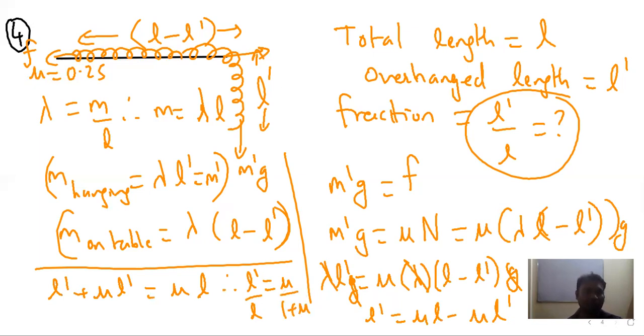So our answer to this question is L dash upon L is mu upon 1 plus mu. The value of mu is 0.25. So 0.25 upon 1.25, how much does it come out to be? It comes out to be 20%. So 0.25 upon 1.25 is 1 by 5 into 100. 1 by 5 is 0.2, and 0.2 into 100 is 20%. So the correct answer to this question is option A, 20%.